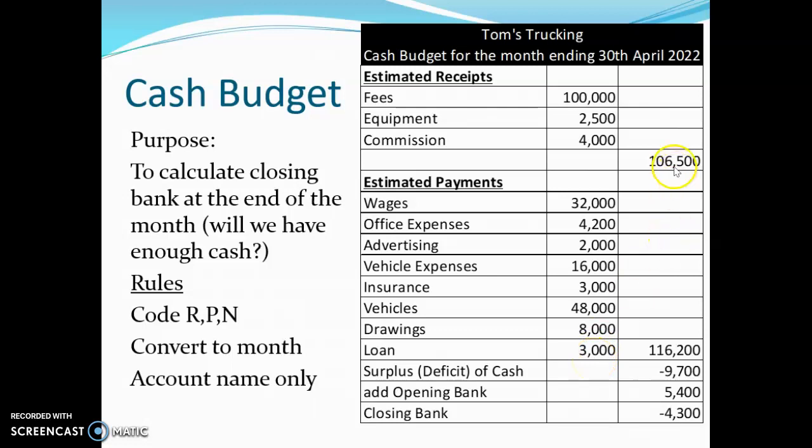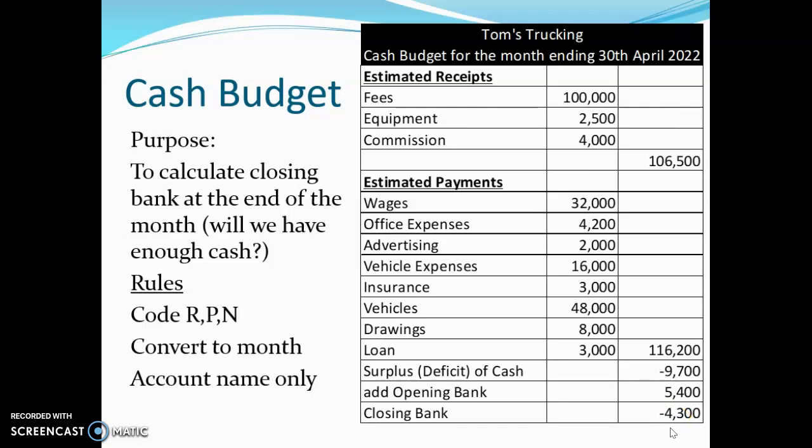At the bottom of it, we've got our estimated money coming in, our receipts, minus our estimated money going out, our estimated payments, and that gives us a surplus or deficit of cash. A surplus is if receipts are higher than payments, deficit's the other way around, and like this one, payments higher than receipts. And so our bank account's going to go down by 9,700. Add that to what we have at the beginning of the month, 5,400. That tells us at the end of the month, this business, Tom's Trucking, will have negative 4,300 in the bank.